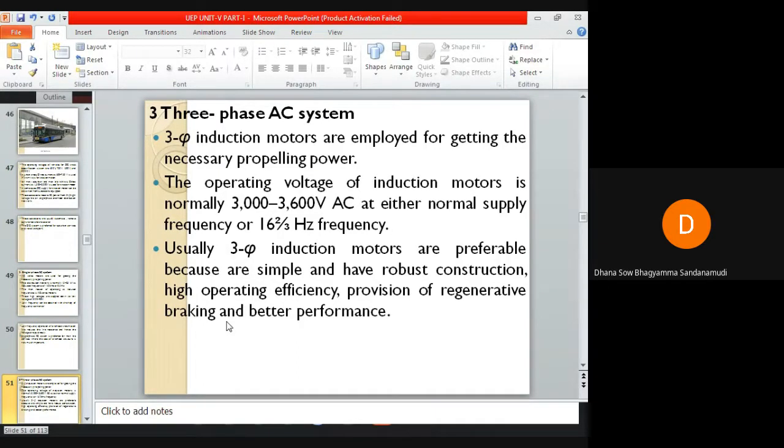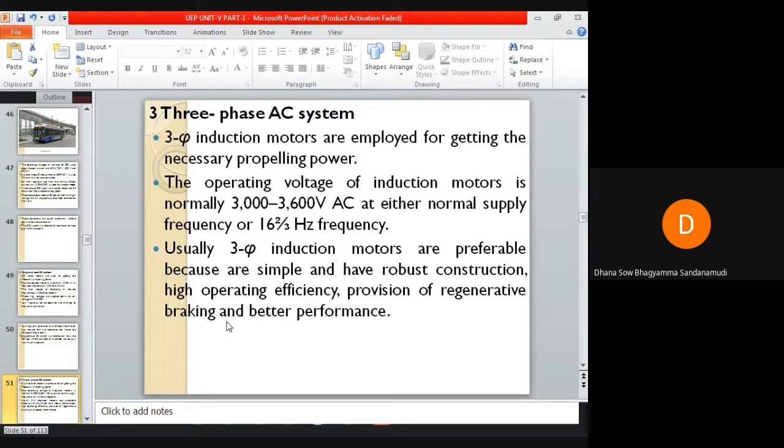In this system of track electrification, three-phase induction motors are employed for getting the necessary propelling torque. So in the three-phase AC system, three-phase induction motors are used for getting the necessary propelling torque. The operating voltage of the induction motor is normally around 3000 to 3600 volts AC at either normal frequency or at a reduced frequency of around 16 2/3 hertz.